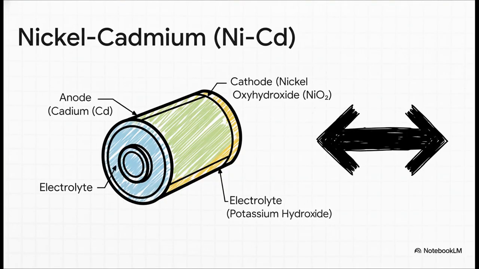The NiCad battery uses a totally different chemical cocktail. The anode here is cadmium, the cathode is nickel oxyhydroxide, and the electrolyte is potassium hydroxide. See that double arrow in the reaction? That tells you the whole process is simple, clean, and totally reversible. And that reliability is what made it the absolute go-to choice for rechargeable gadgets for years and years. Everything from cordless drills to the very first cell phones.